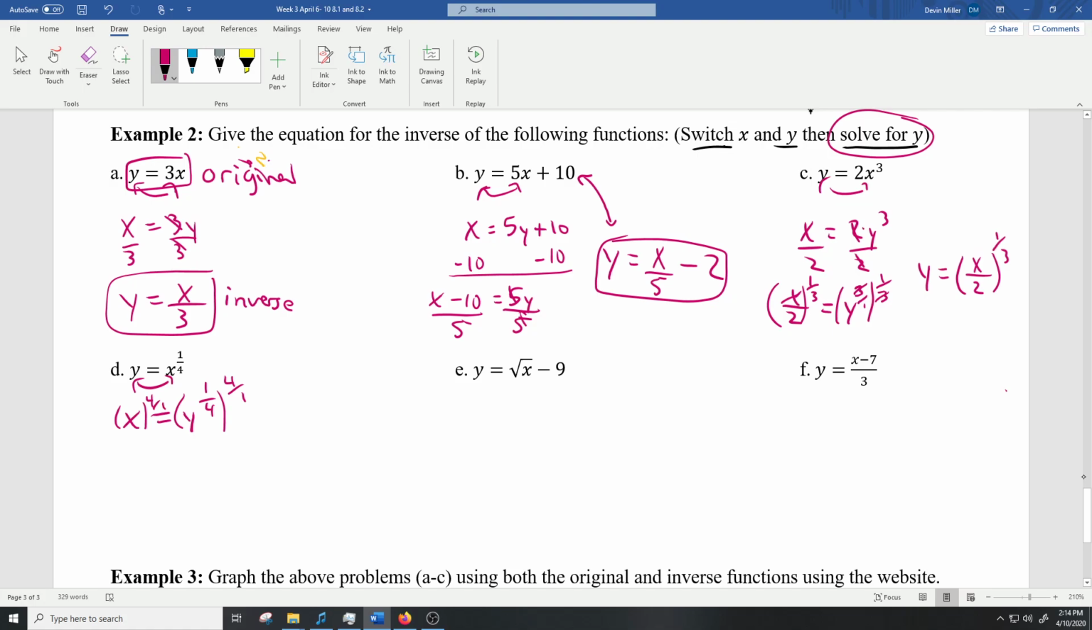This would end up being just x to the 4th power. 4 over 1 is just 4. These would cancel, the 4s and the 1s. So you could say it's y equals x to the 4th. That's inverse.